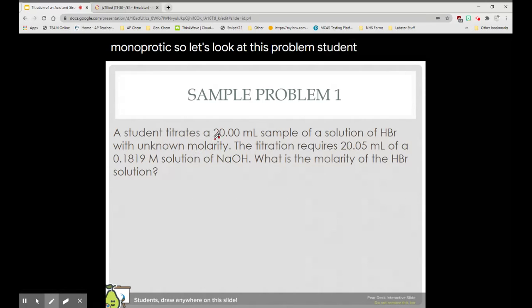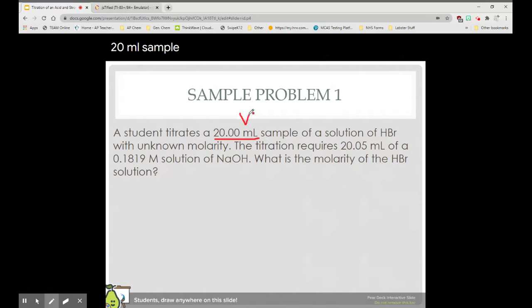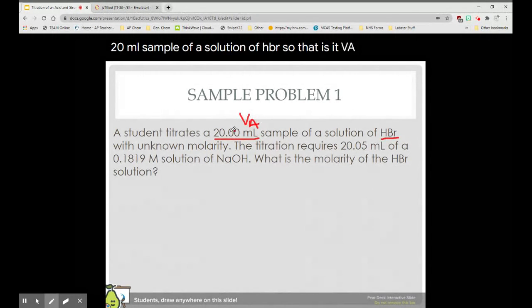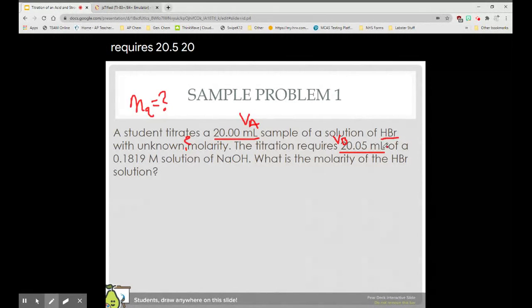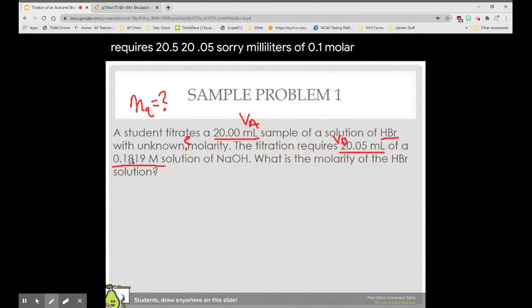A student titrates a 20 mL sample of a solution of HBr, so that is VA, with an unknown molarity. So we don't know MA. The titration requires 20.05 milliliters of 0.1819 molar sodium hydroxide. There's our MB. What's the molarity of the HBr solution?